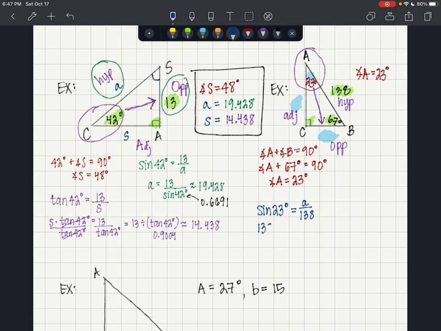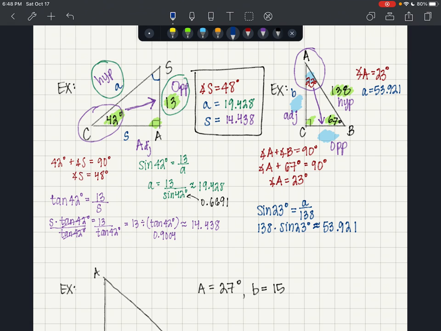Now this works out nicely because it's 138 times the sine of 23 degrees. I don't have to do division, although with a calculator, division isn't all that bad, right? So I have 138 times the sine of 23 degrees. So you do this along in your calculator too. And I got about 53.921. So side A is 53.921. I'm going out 3 decimal places so that you know if you've got it in your calculator or not.